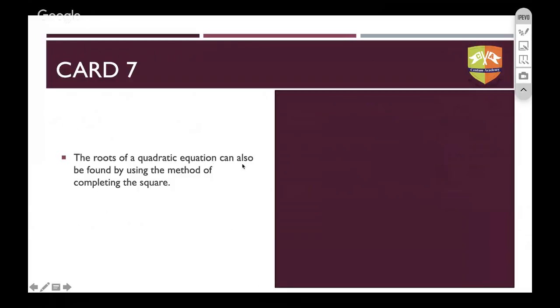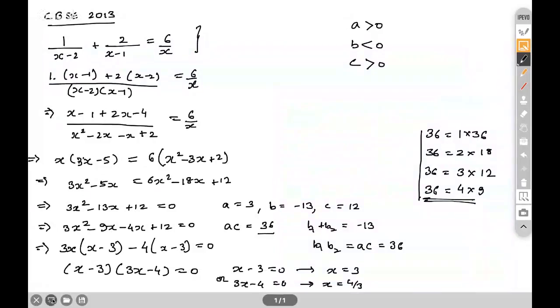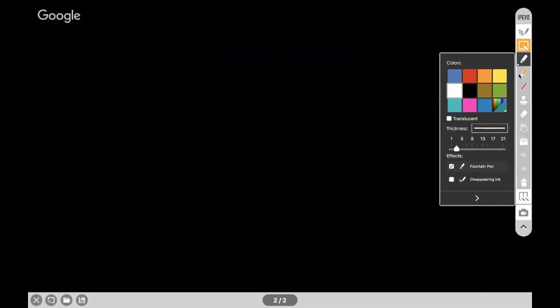The roots of a quadratic equation can also be found by using the method of completing the square. So let us do the completing the square method quickly. Though the proofs are not asked in the exam, you must know them because the process is important. So what is the completing the square method?